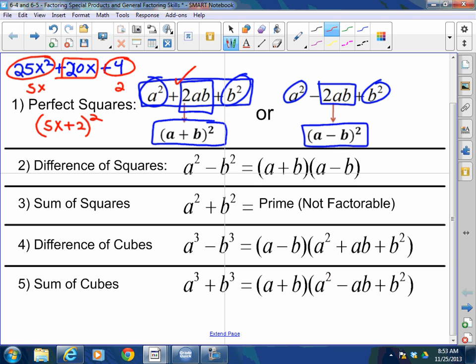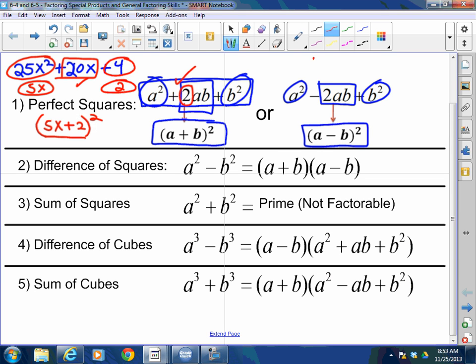Your a is the square root of the first term. Your b is the square root of the second term. If the middle term is 2 times the first times the second, you got a perfect square. I don't multiply by 2 twice. I went first term a times second term b, 10x, times 2 is 20x, and that works. And no, it's a positive 4.